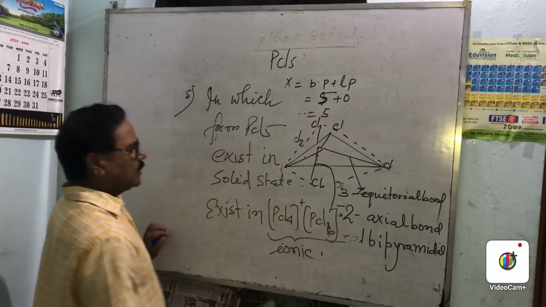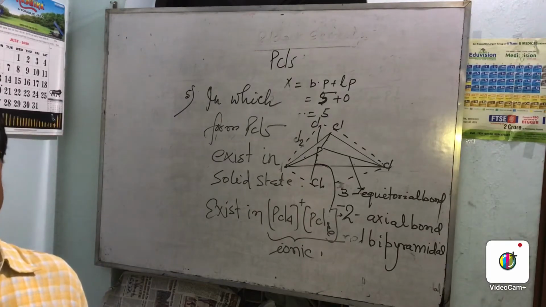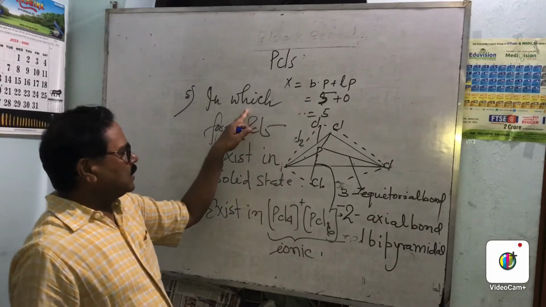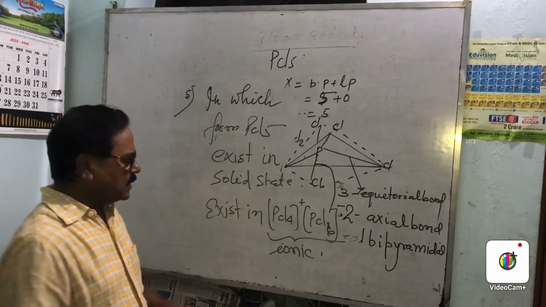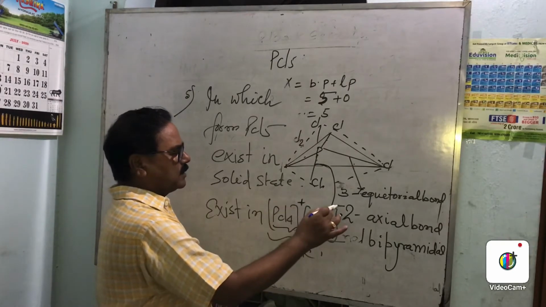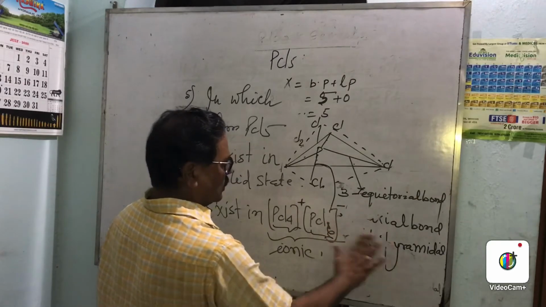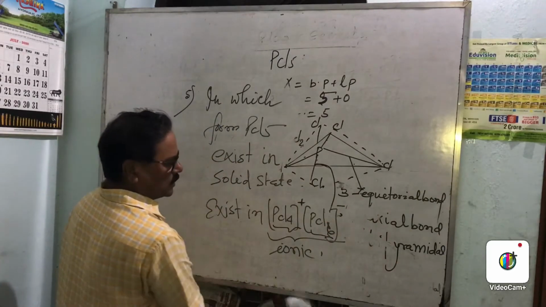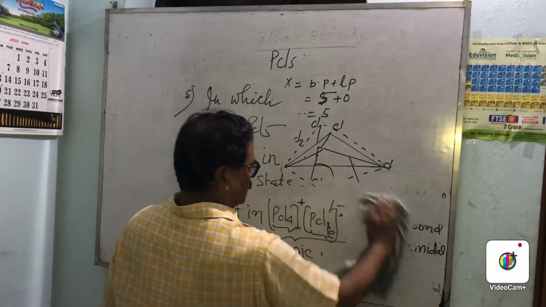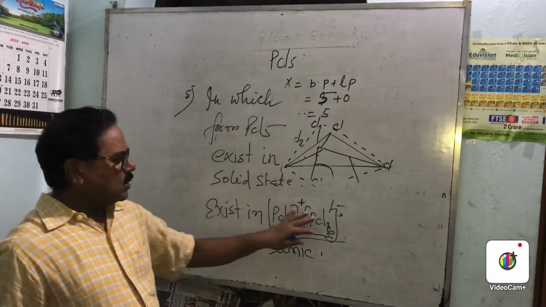Another question, why is PCl5 ionic in the solid state? The answer is hidden here. In which form does it exist in the solid state? That is PCl4 plus and PCl6 minus. Here the plus is PCl4, and here PCl6 is minus. Don't get confused. This is how it will exist in the solid state.